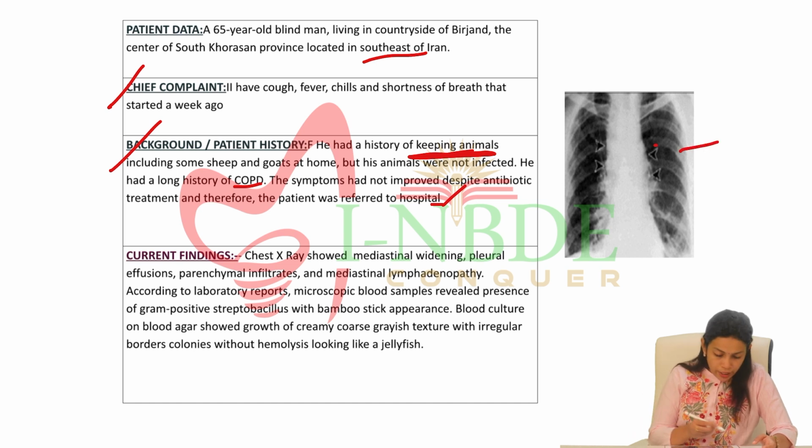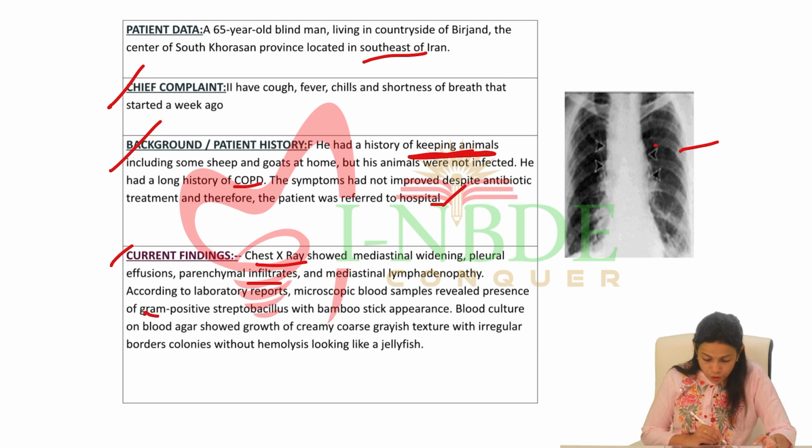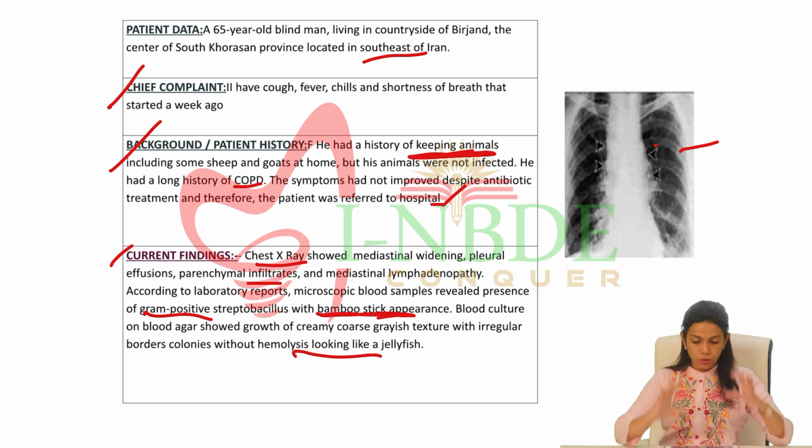Now we'll see the current findings, so the clinical findings. Here the chest x-ray has shown a mediastinal widening. It's clearly shown. Pleural effusions are there, parenchymal infiltrations and lymphadenopathy is there. And the blood samples revealed gram-positive streptobacilli with a bamboo stick appearance. So that appearance might have an importance again. So that's a key point again. And the blood culture has shown a creamy, coarse, grayish texture with irregular border lines, with hemolysis, looking like a jellyfish.